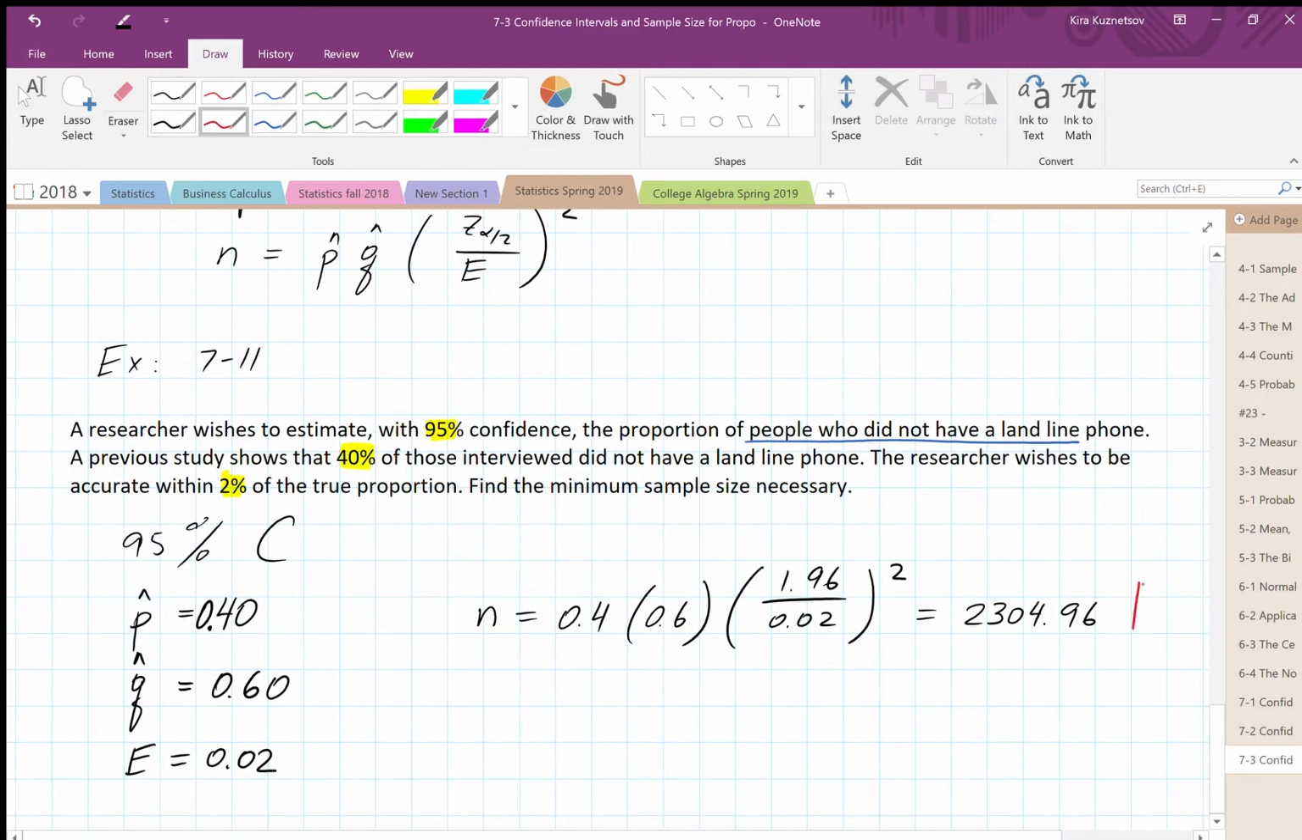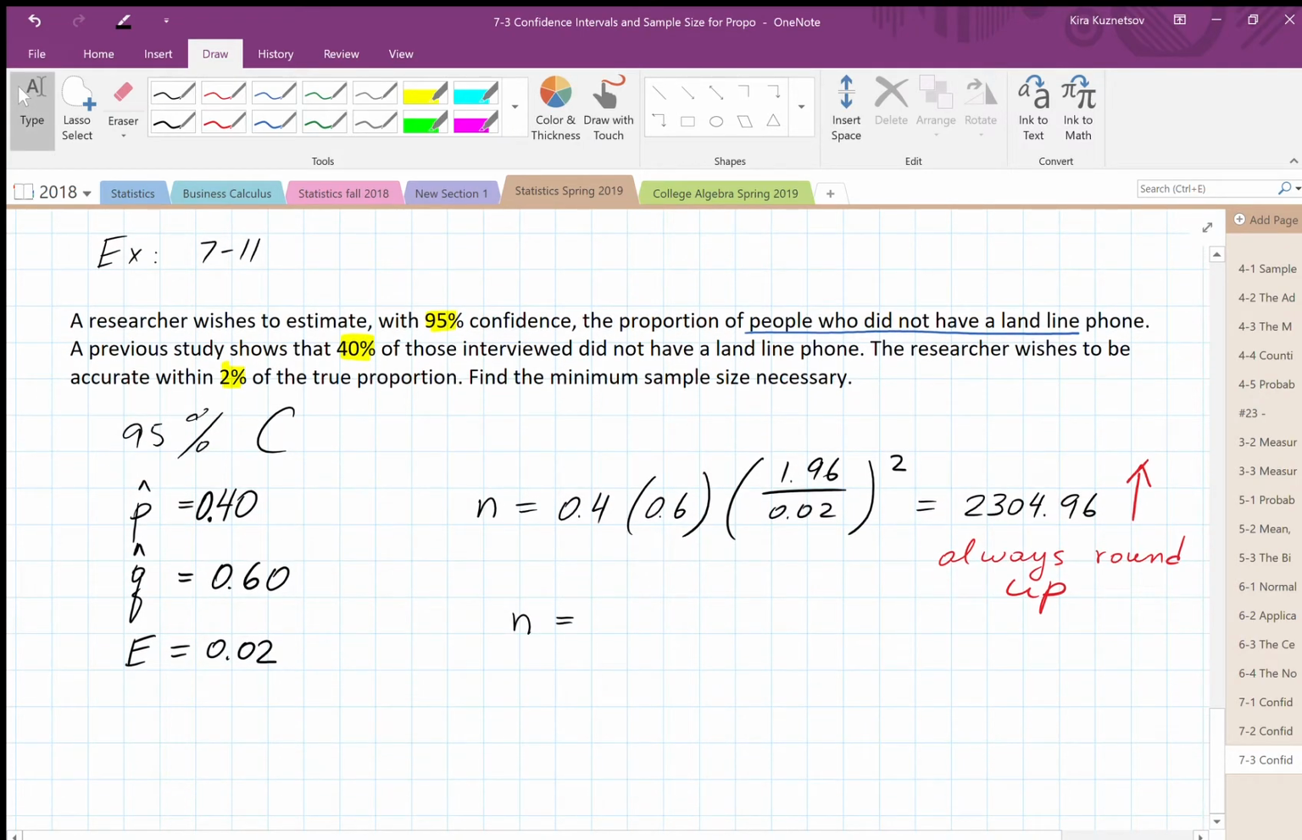Very important: always round up. Doesn't matter, it could be 2304.01, you will still round up. So the n that is necessary for this particular situation is 2,305 people. So this is how you would write this down.